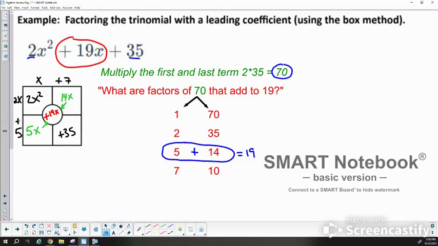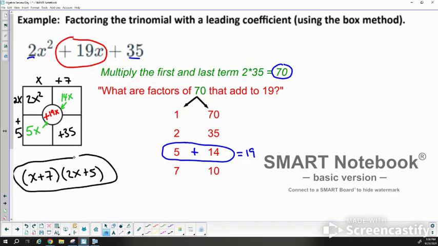Some people like to put the plus here. And notice, if the first 3 boxes work, this box has to be true. 5 times 7 is 35, and we're done. So my 2 factors are x plus 7 and 2x plus 5. And then we're done. You could write these factors in any order. If you wrote the 2x plus 5 first and then the x plus 7, that's fine.